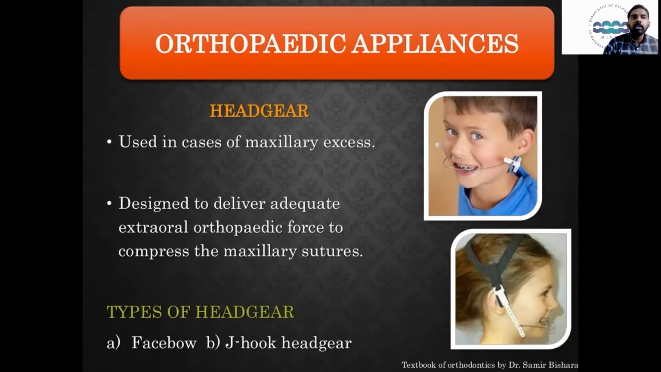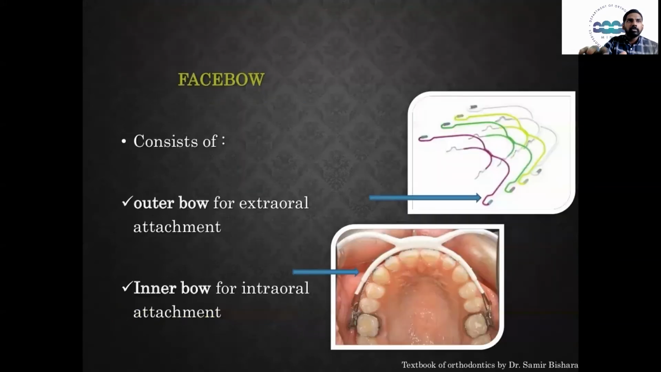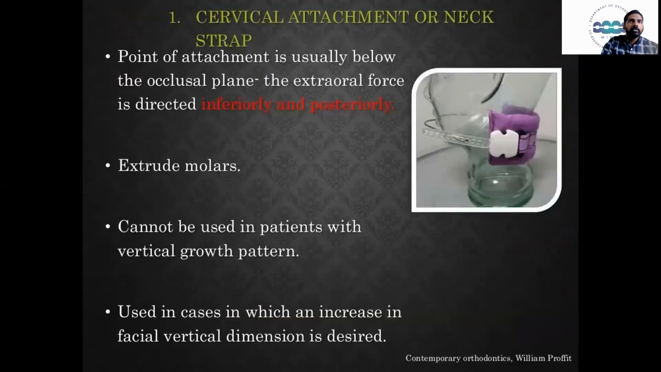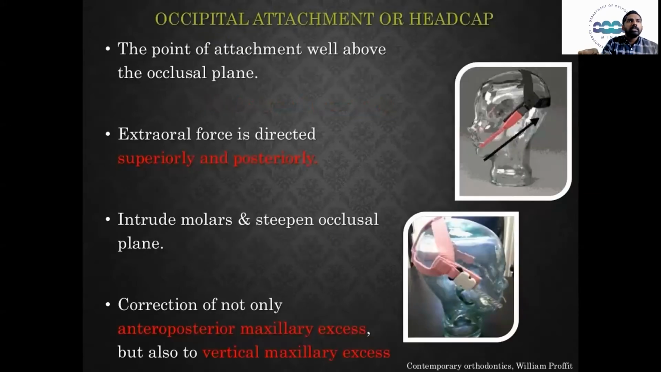What are the different parts of headgear? The different types are J-hook headgear and face bow. The different parts: the first one is the face bow. Face bow has an inner bow and outer bow with specific dimensions. And the cervical attachment or neck strap. And we have a fossa mat.